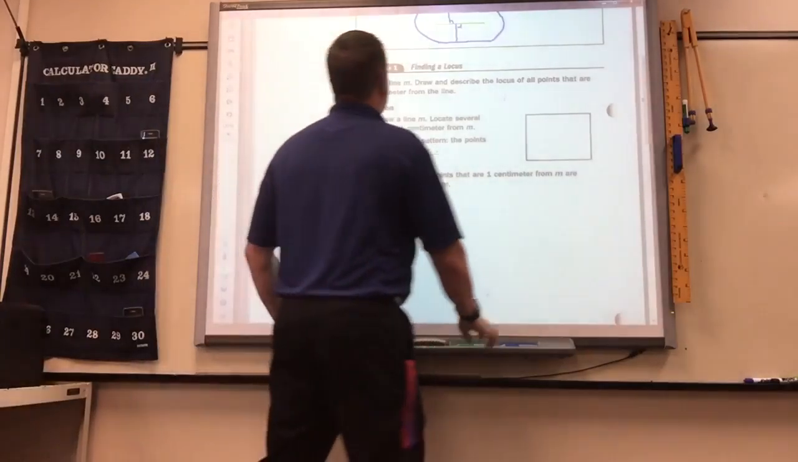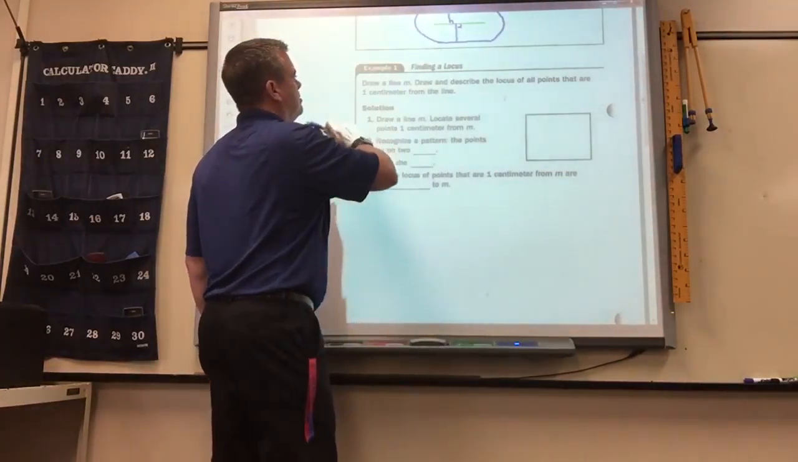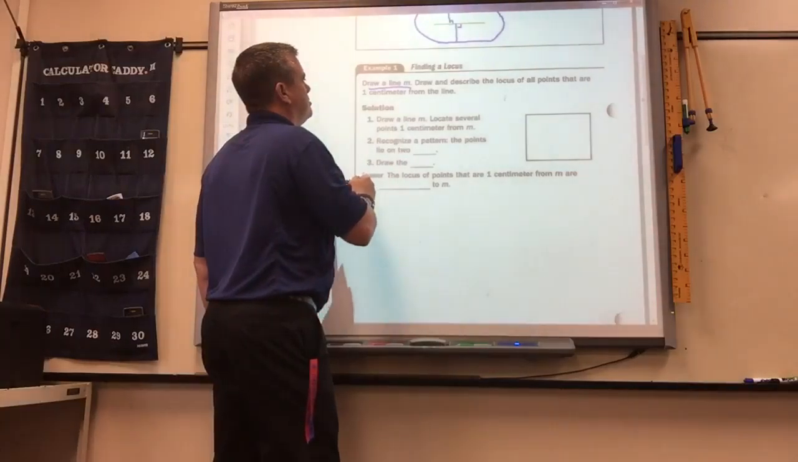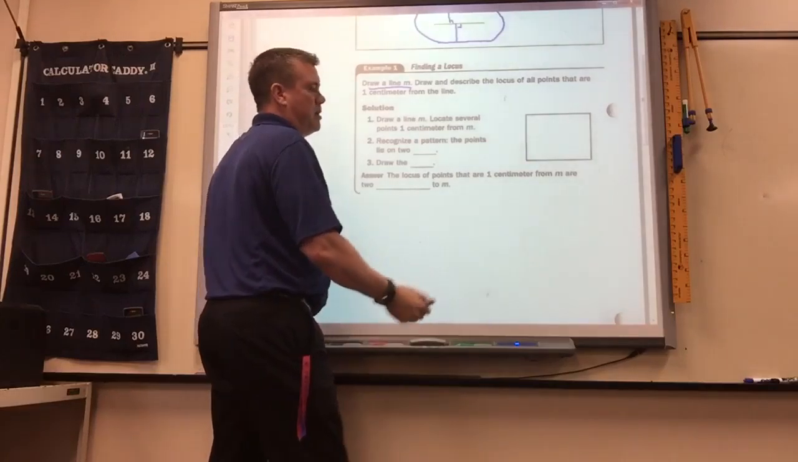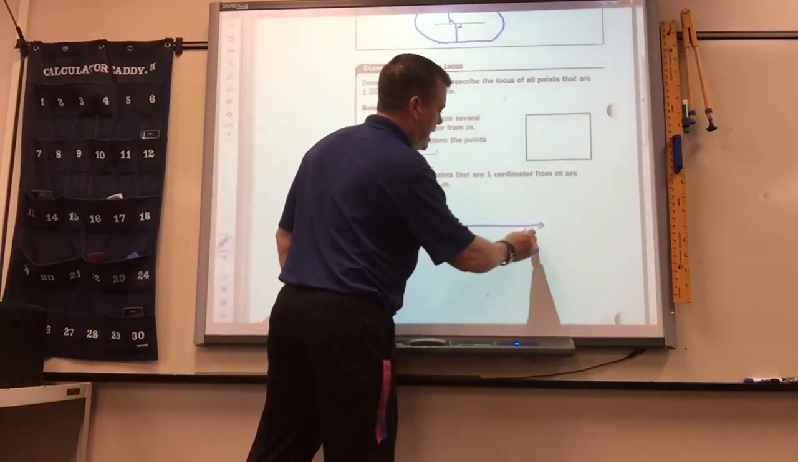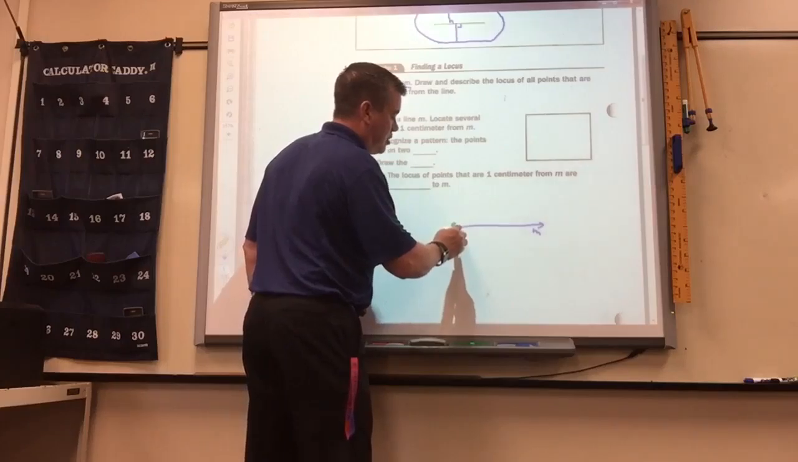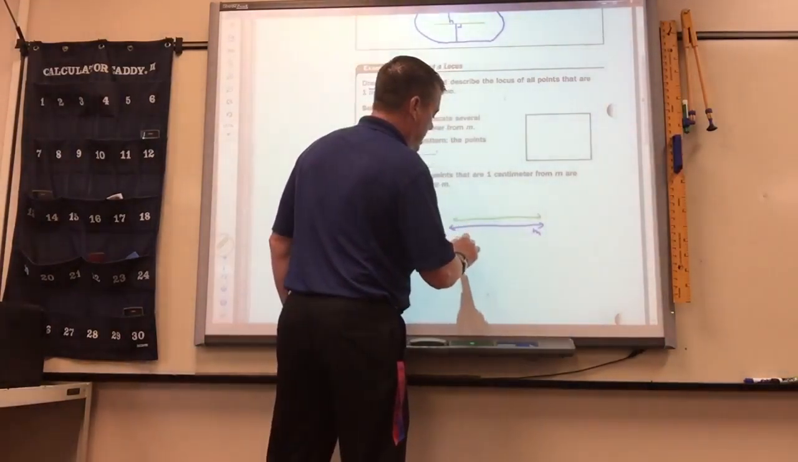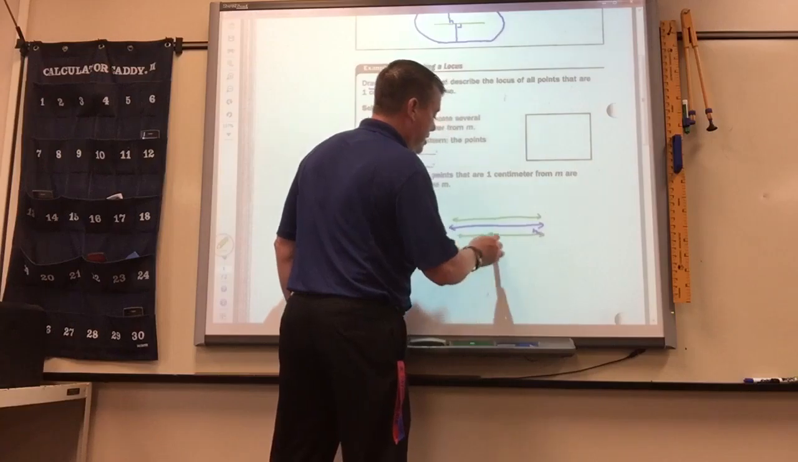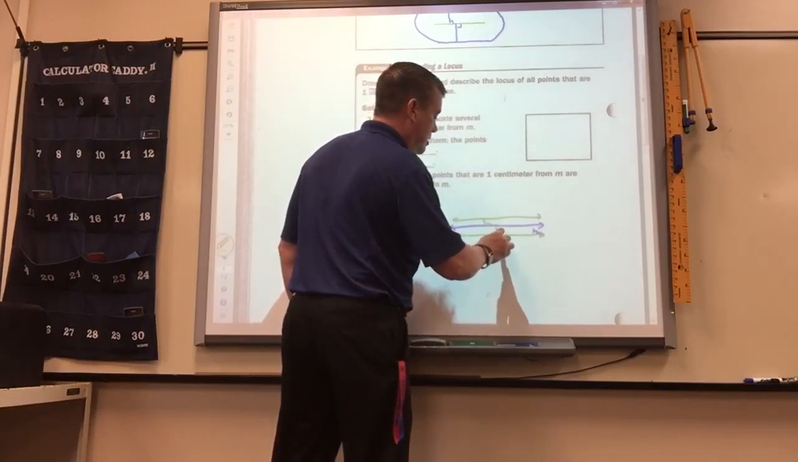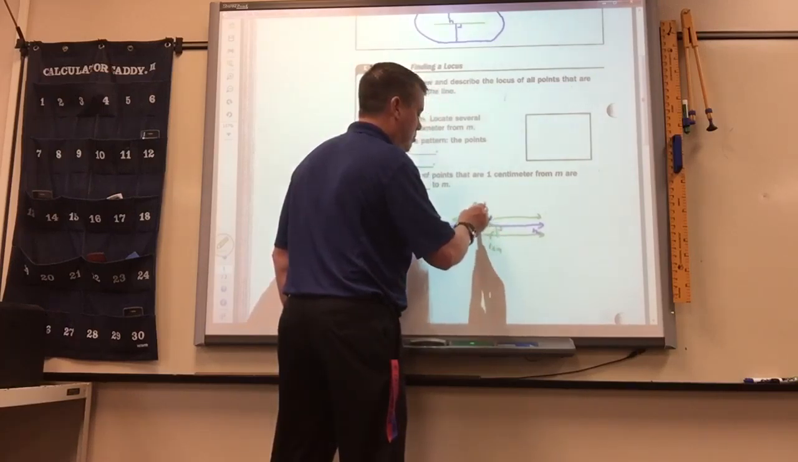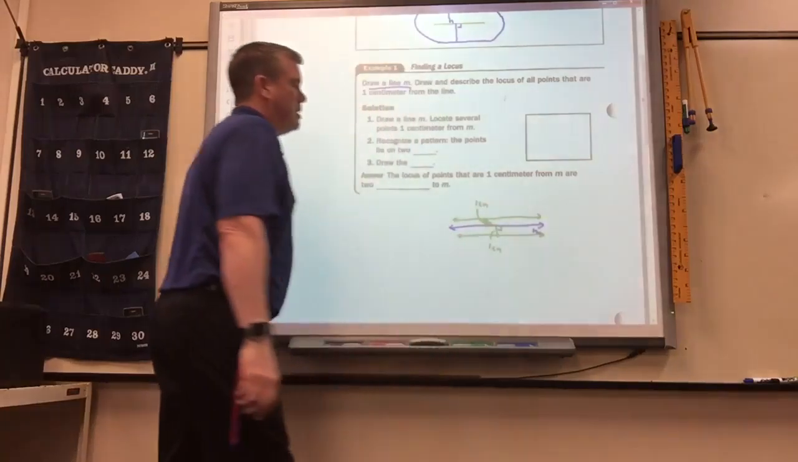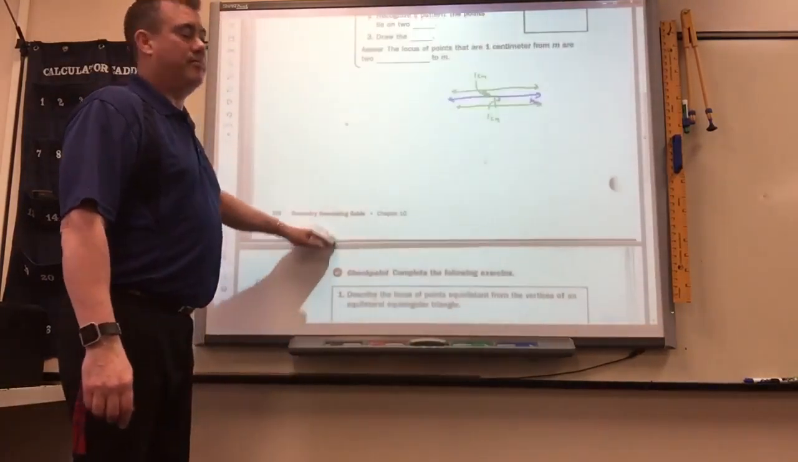Here they got an example. Draw a line M. Oh, we just did that one. And then draw and describe the locus of all points that are 1 centimeter from the line. So you'd have to label an M. And then you'd have to go up 1 centimeter and down 1 centimeter. And then you got to label that it's 1 centimeter. So you got to put that it's 90 degrees to show that it's a distance. That's what that's supposed to be. So that would be the locus of that problem.